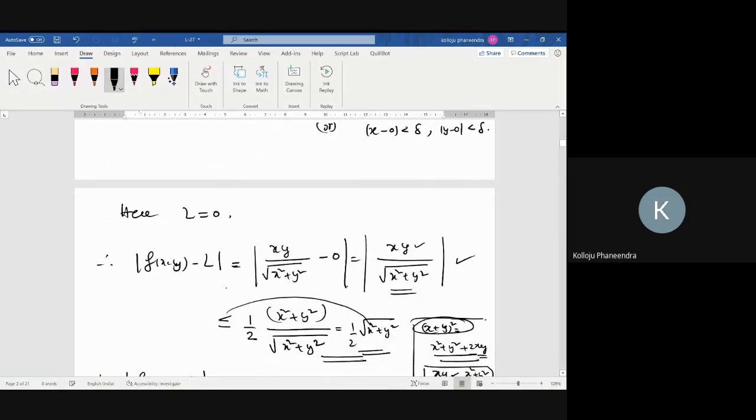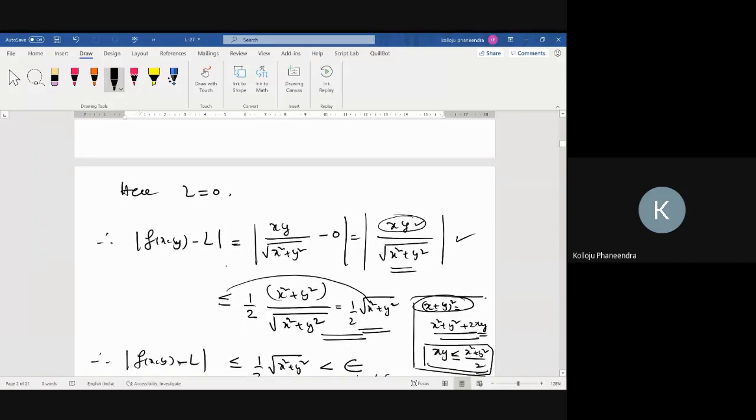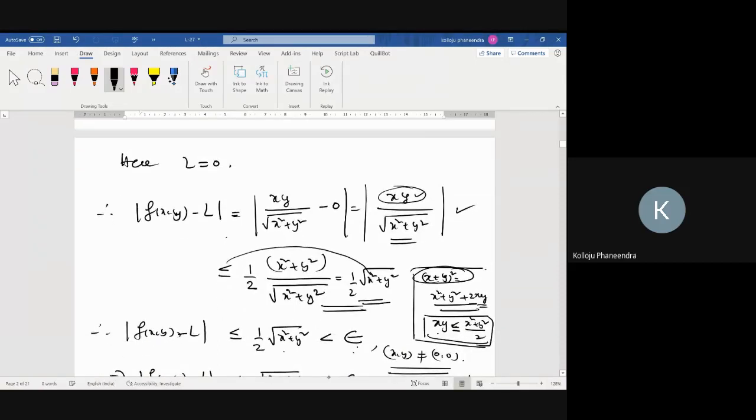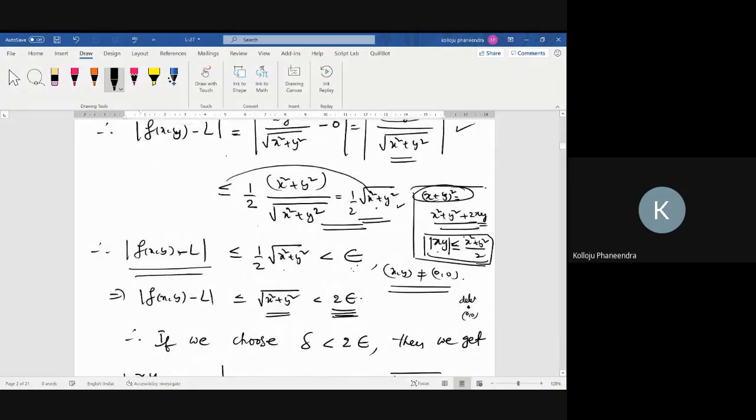To simplify this, I have to remove this product term xy. So write the product xy as: mod xy is definitely less than or equal to x square plus y square by 2. That is why I have replaced this and I am getting this value. Clearly about the point, this value must be less than epsilon as per the definition. Mod f of xy minus L is less than or equal to this value, and this value must be less than epsilon. So this is less than 2 epsilon.